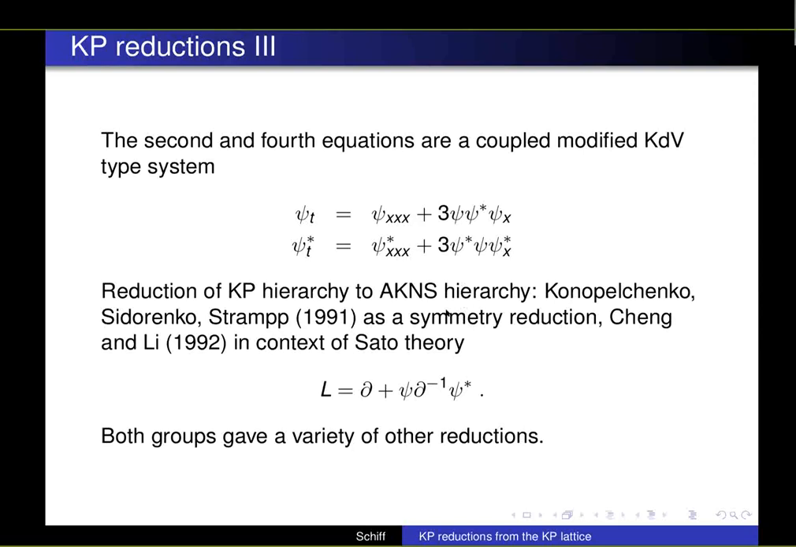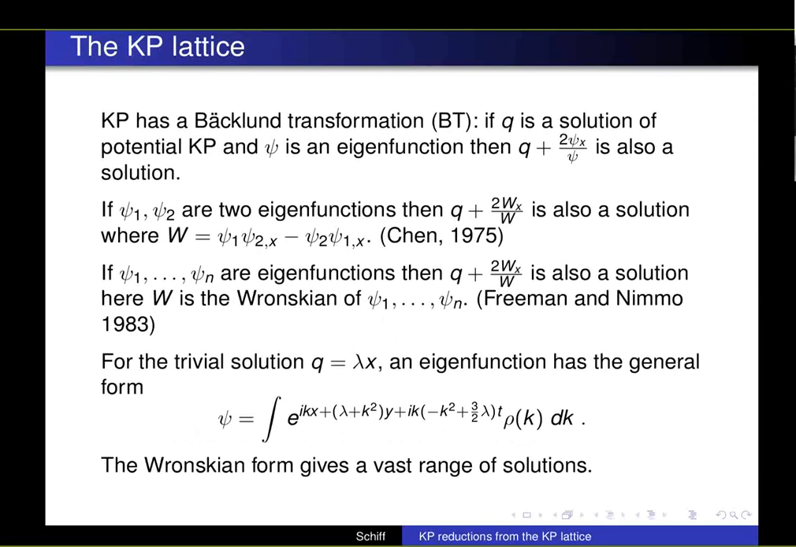But I would emphasize that the Burgers reduction, as far as I'm aware, is not understood as reducing with respect to a symmetry. And in general, there are papers consistently over the last 20 years finding more and more reductions of KP. There are also generalizations of KP, and these need some explanation. Okay, so we're getting there. What is the KP lattice?